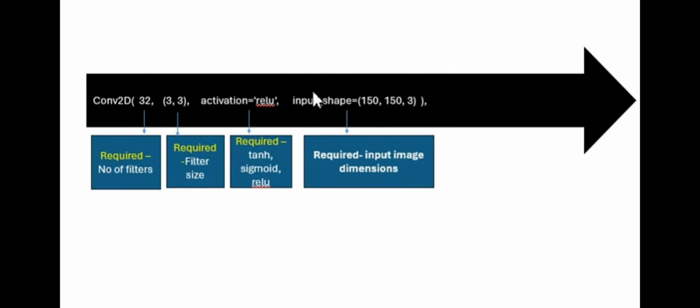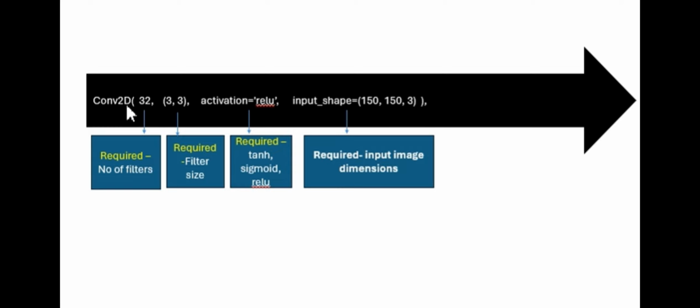As you can see, in our first block, we specify the number of filters as 32, our filter size as 3 by 3. For our activation, we use ReLU. You can use Tanh, you can use Sigmoid, or you can use ReLU. And we specified our input image dimensions as 150 by 150 by 3. All these are specifications which can vary. They are not fixed, but it's worth noting that these are required for us to be able to specify our block.